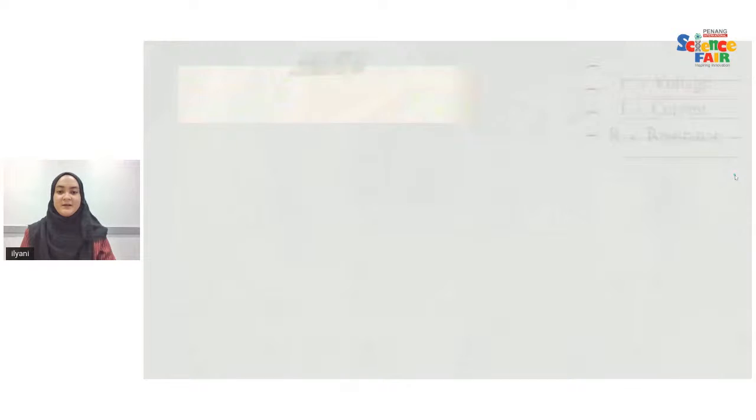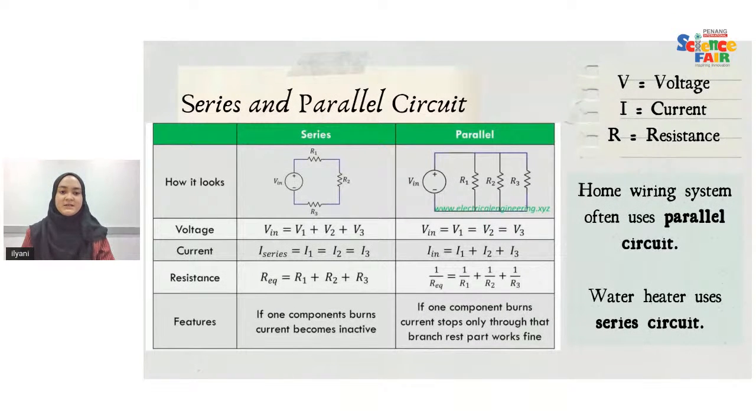So V equals IR. V is the voltage, I is the current, and R is the resistance. From this basic law, scientists introduced us to two simple circuitries, which are the series and the parallel circuit. How these two differ is in how V, I, and R work together. I will just take the voltage as an example today. In the series circuit, the total voltage will be the sum of all the voltages in this loop.